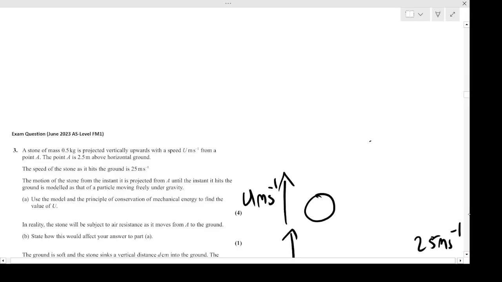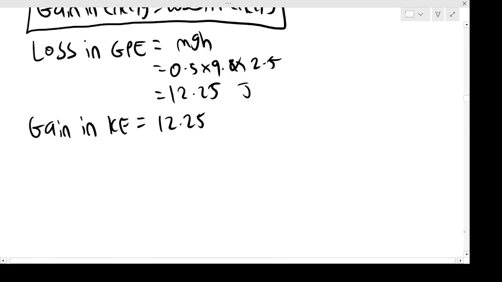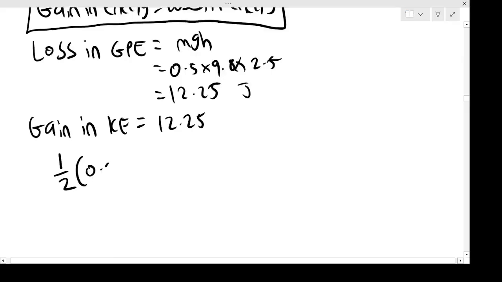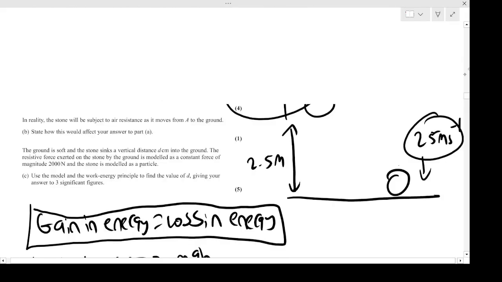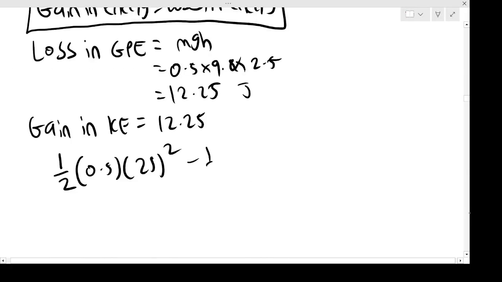But we also have the two speeds. We know the initial speed is this u, and the final speed is 25. So the gain in kinetic energy is going to be a half times the mass, 0.5, times the final speed, 25, all squared, take away the initial speed, which is u, so half of 0.5 times u squared. Again, that's going to equal 12.25.